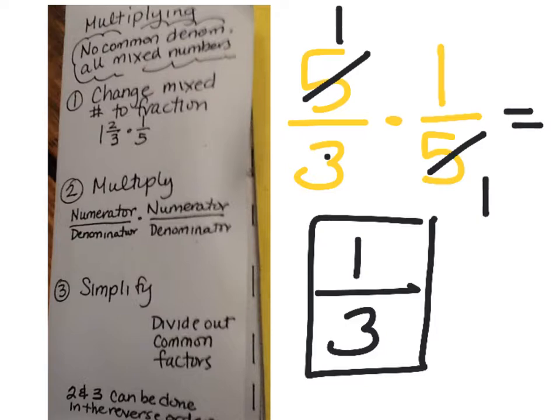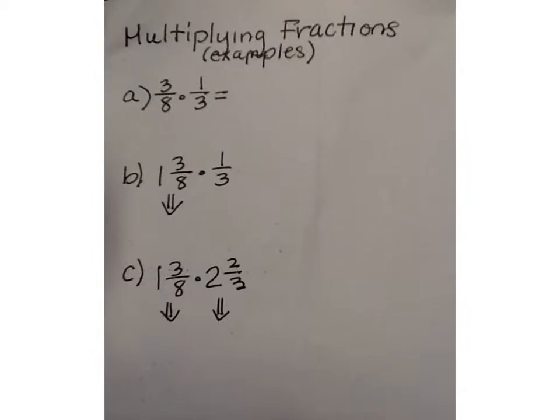So down here it says that number 2 and number 3 can be done in reverse order. So you can simplify then multiply, or multiply then simplify, your choice. I'd like you to go ahead and stop the video and do these problems on your own, and then I will go ahead and explain them.